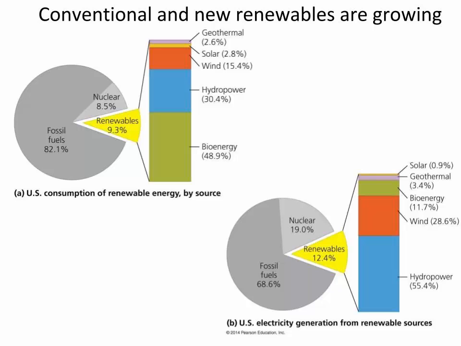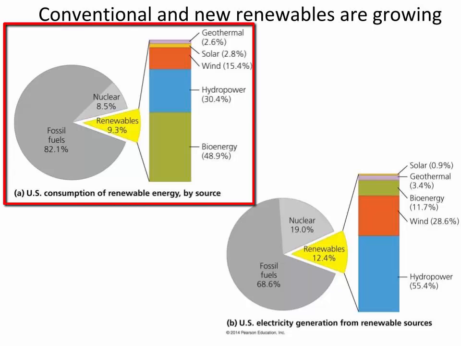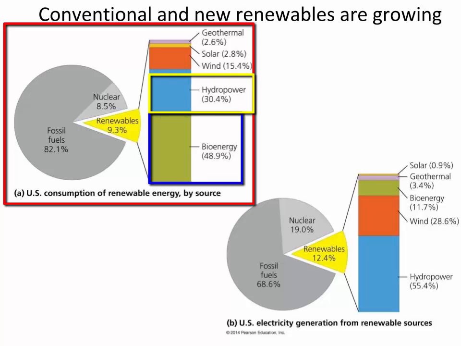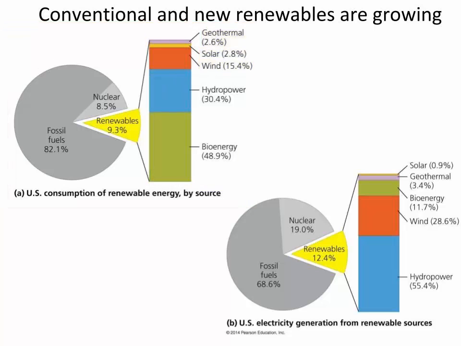Nations vary in the amount of renewable energies they utilize. In the U.S., most of our renewable energy comes from bioenergy and from hydropower. As of 2012, wind energy accounted for 15% of U.S. consumption of renewable energy. Solar energy accounted for 2.8%, geothermal accounted for 2.6%, and hydropower and bioenergy accounted for 30.4% and 48.9%, respectively. Clearly, we are relying more heavily on biomass and hydropower. Wind, solar, and geothermal combined account for just 20.8%.